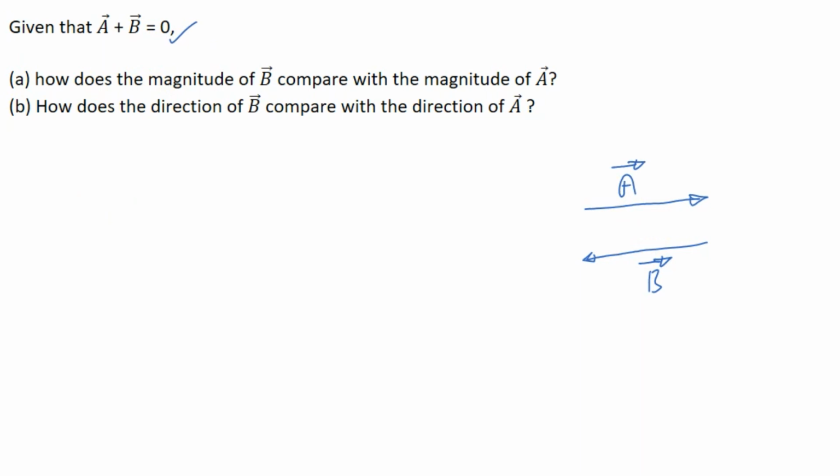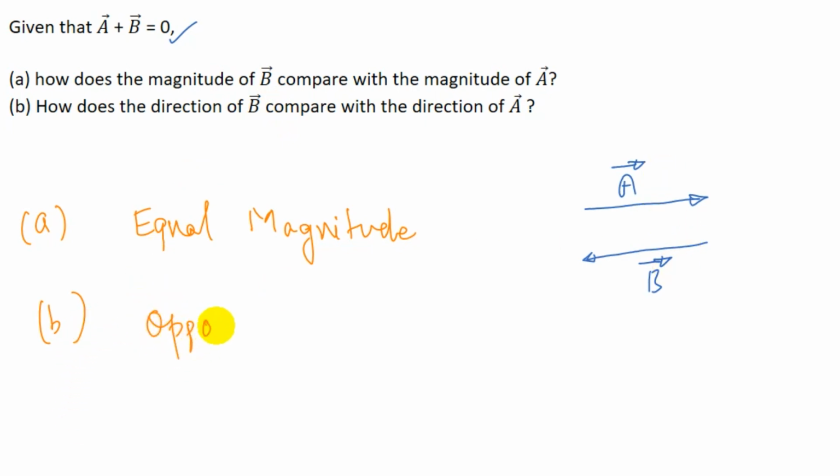Now let's discuss the A part. In the A part they are asking how the magnitude of vector B compares with the magnitude of vector A. The magnitude is equal. Next, in the B part they are asking how the direction of vector B compares with the direction of vector A. The direction is just opposite.